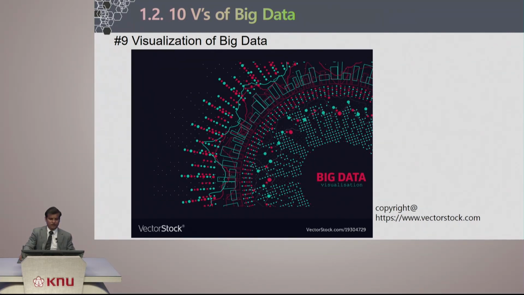Some of the data are outliers, some of the data are concentrated at certain regions. If it is time series data, then you can clearly see what is happening at a particular time. Yes, you can visualize, and these days we have many tools to help us visualize this big data.